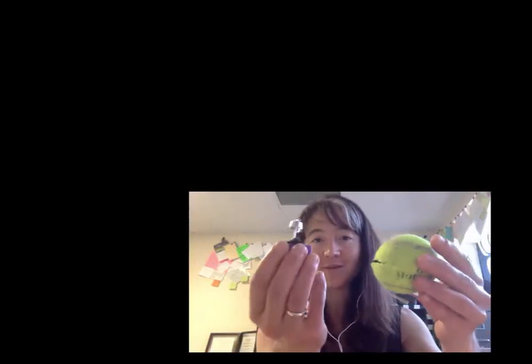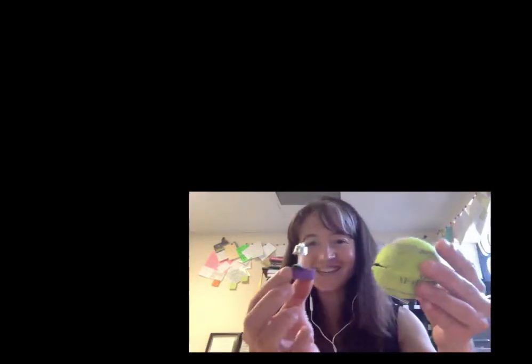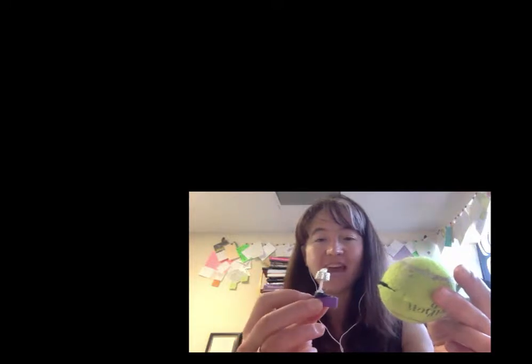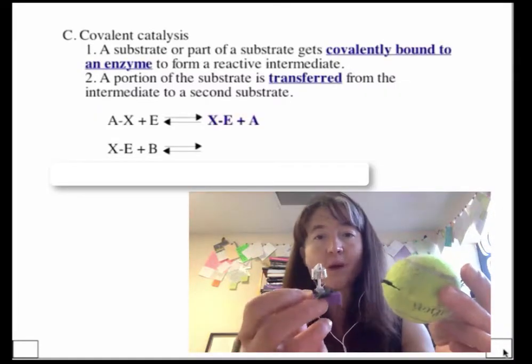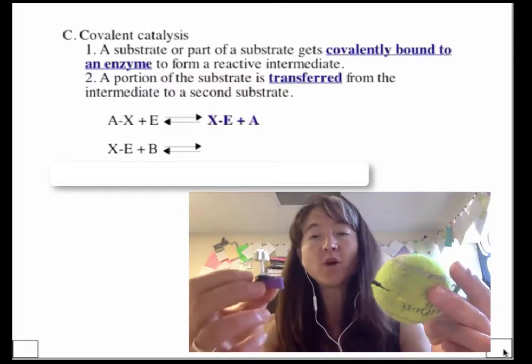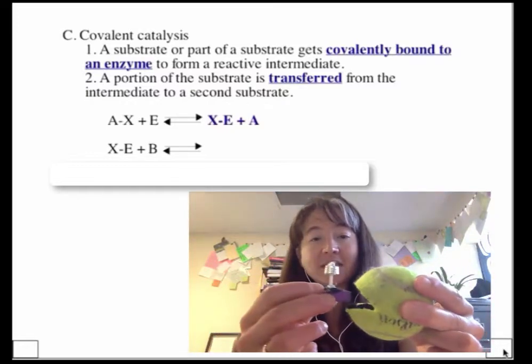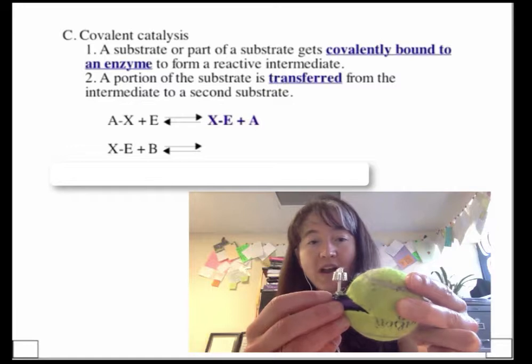Essentially, let's picture that this is our substrate right here. It's good looking, isn't it? So what's going to happen is that this substrate, which we're going to call AX, with this group right here, the silver bobbly, being X and this being A. These are covalently bound to one another, and the Velcro is going to represent covalent bonds. So our AX substrate binds to our enzyme.